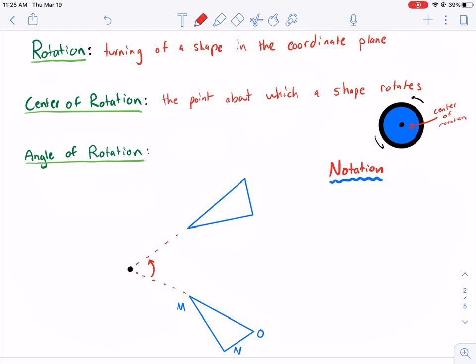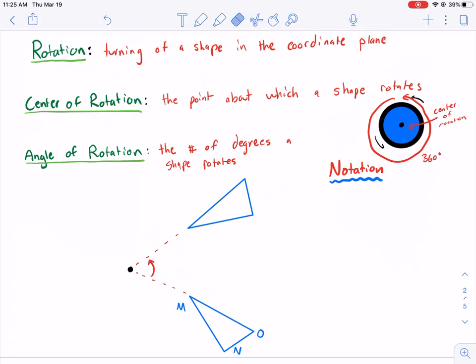Now, angle of rotation. This is the number of degrees a shape rotates. So the number of degrees. If you spun the tire all the way around, that would be 360 degrees, okay?